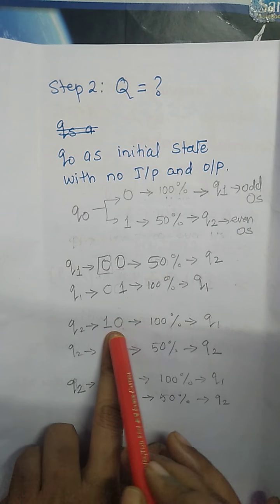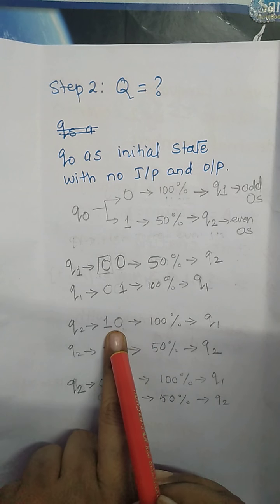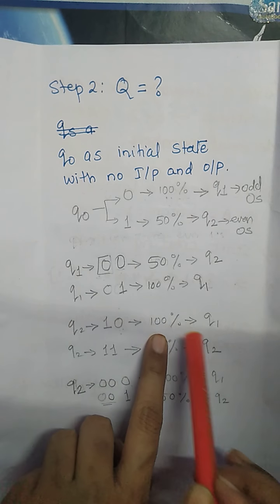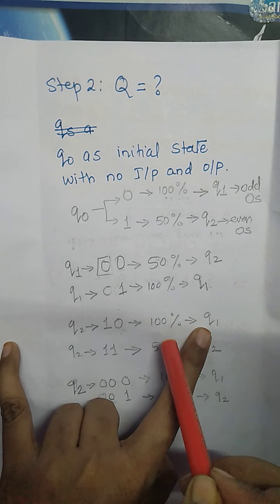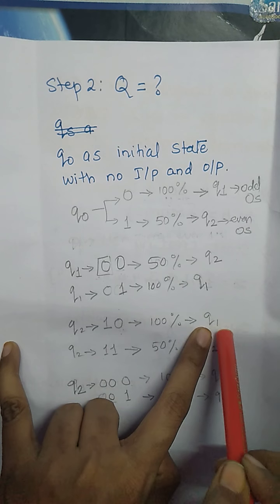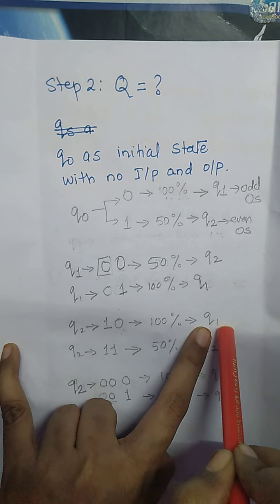If it is 0, now it is going to convert from even number of 0 to odd number of 0. So that's why it is containing the 100% of the output, and the string containing the 100% of the result is indicated by the state Q1 as indicated above. So odd number of zeros is marked by Q1.